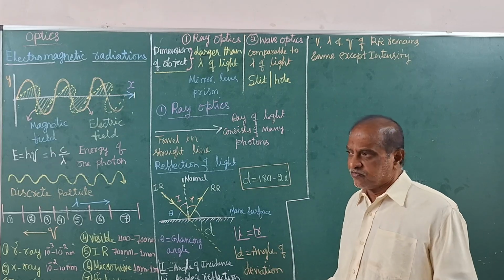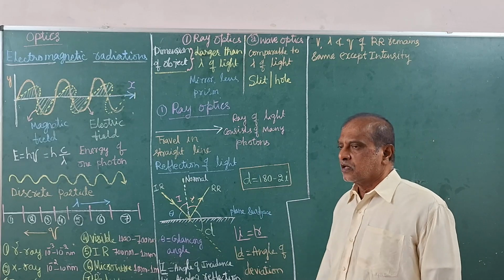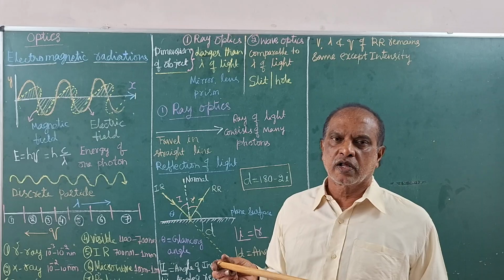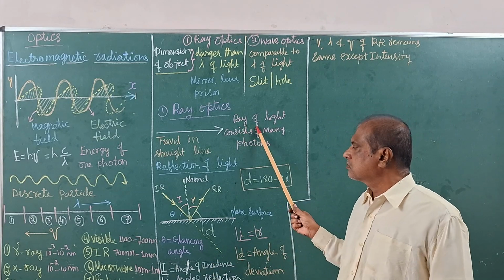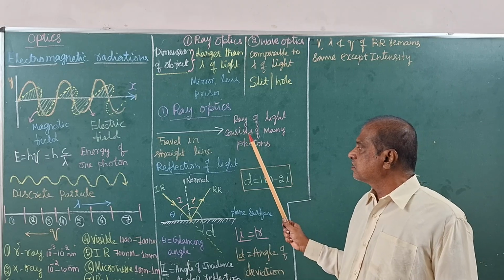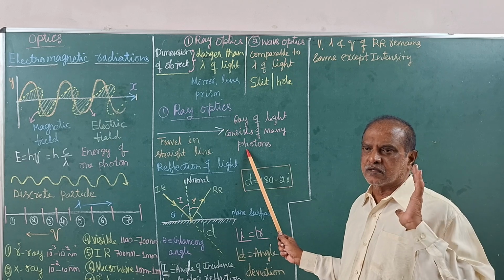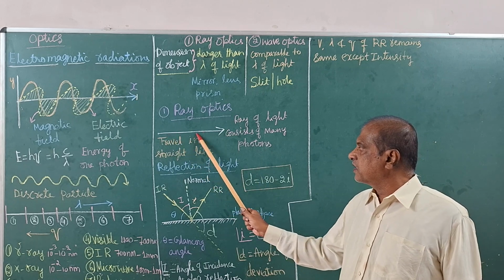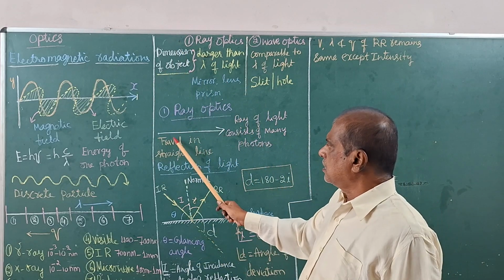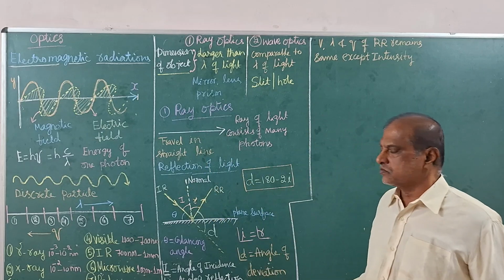Now let me brief about ray optics. In ray optics, we always take a beam of light, a narrow beam of light. It is called a ray of light. When I talk about the ray of light, it always consists of photons, not a few, but billions of billions. So this ray of light consists of photons, all traveling in only one direction, as a beam. That is a ray of light.